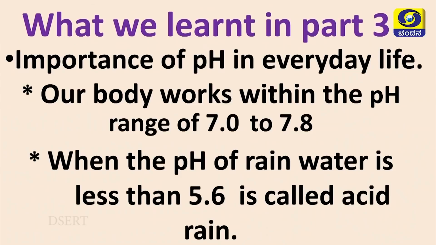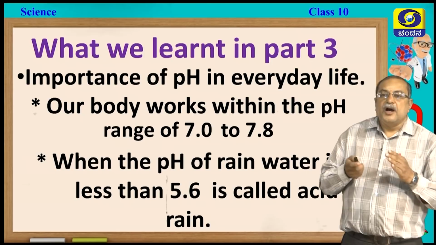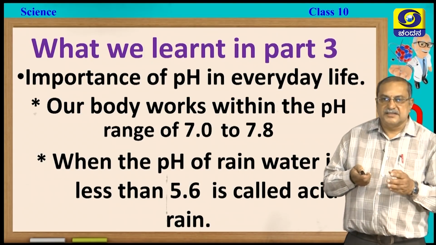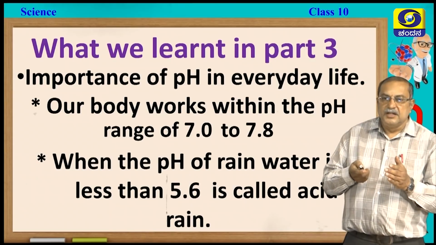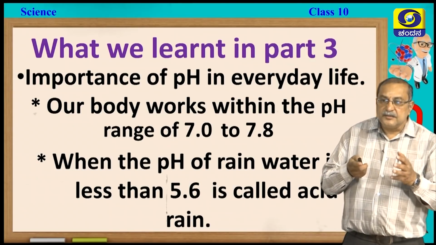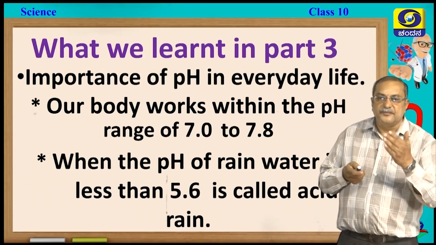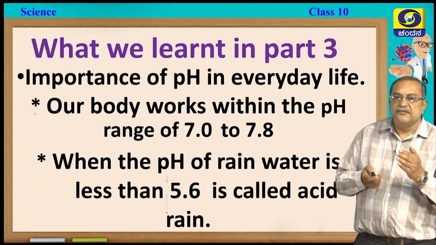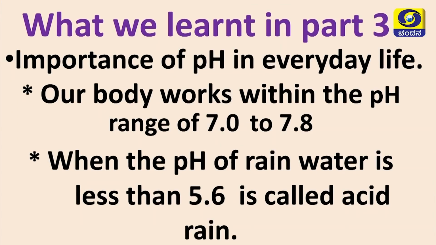Okay. When the pH of rainwater is less than 5.6 or 5.5, it is called acid rain. That means atmospheric air pollution where sulfur dioxide, carbon dioxide and other nitrogen oxides are dissolved in water to form acid. So, when the pH is less than 5.5, it is called acid rain.